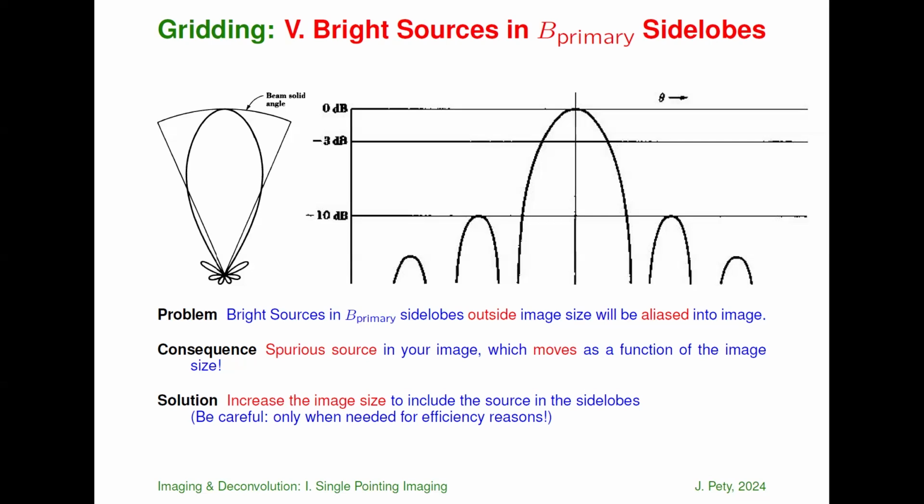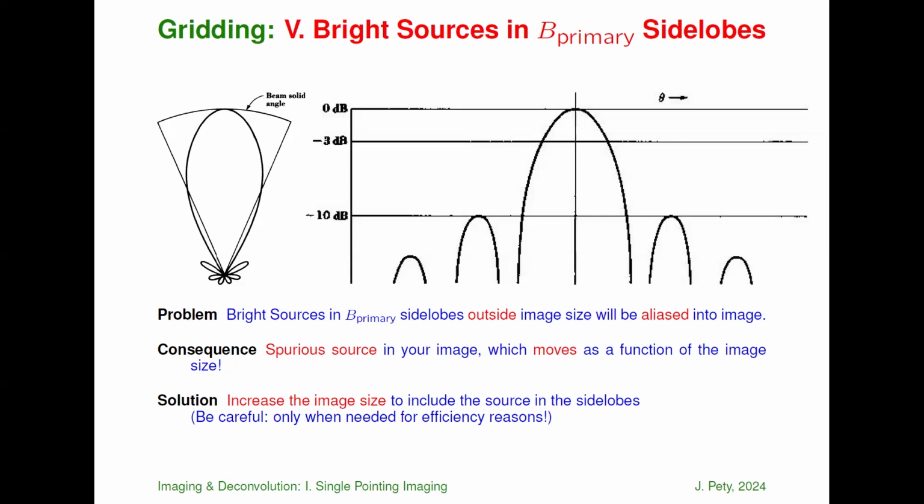So in case of doubt, if you see point sources that seem strange or something strange in your image, you will double the size of your image, and by doing this, you will see if the source is moving. If the source is moving, it's a spurious source. If the source stays at its position, it's a true source.